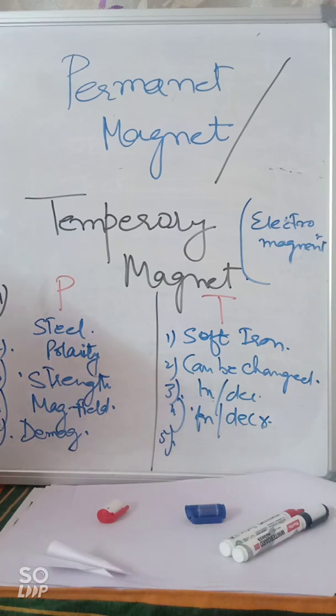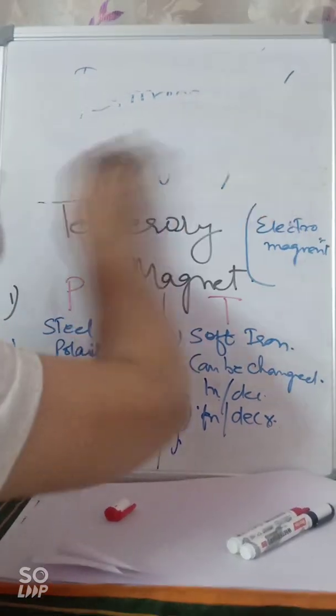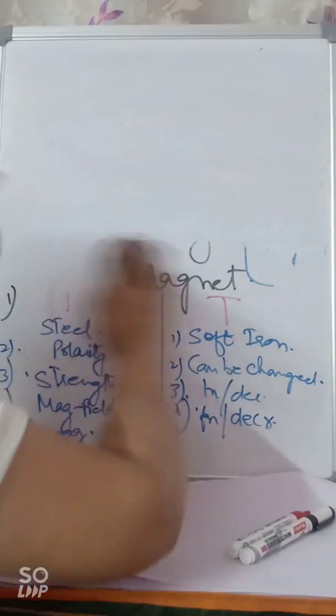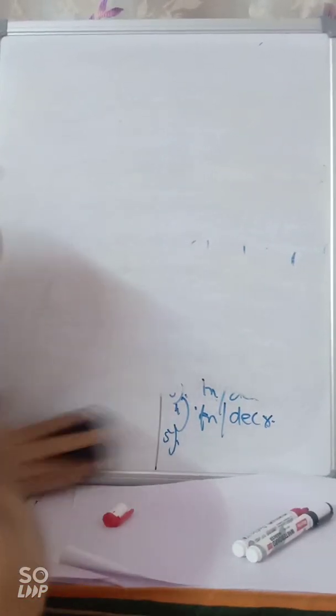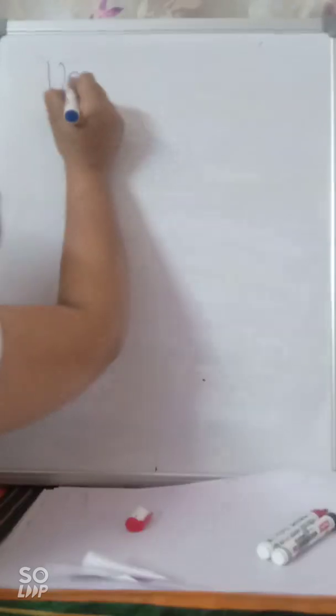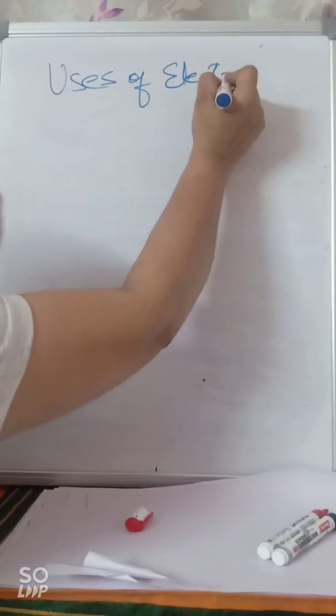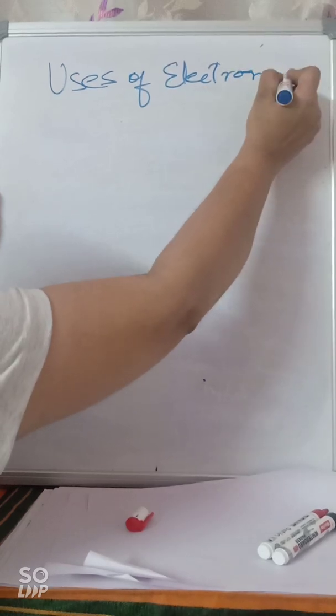Next we can discuss the uses. No doubt we have discussed the uses side by side, but once again, we need to discuss the uses of the electromagnet. Like I told you, electromagnets can also be termed temporary magnets, right? So they may ask you the uses of electromagnets.